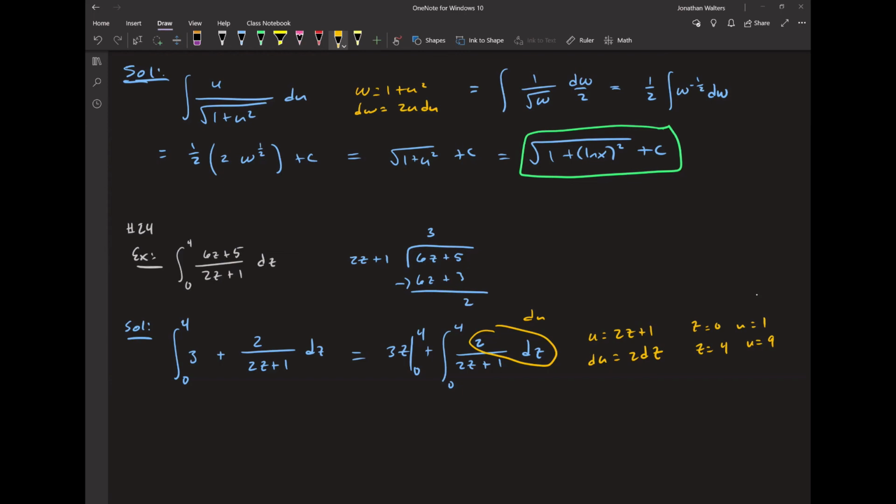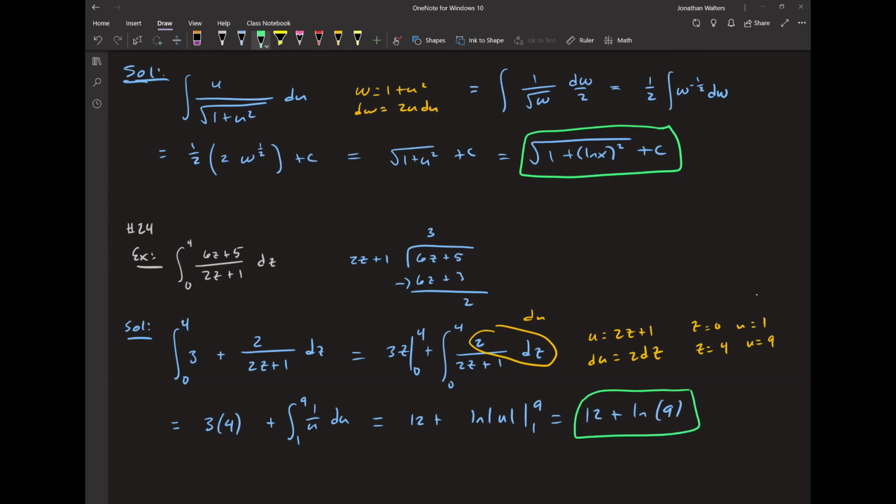Okay. So this is going to equal 3 times 4, which is 12, plus the integral from 1 to 9 of 1 over u du, which is 12 plus natural log absolute value u from 1 to 9, which is going to be 12 plus natural log of 9. Natural log of 1 is 0, so I don't have to subtract the natural log of 1. Okay, does that make sense?